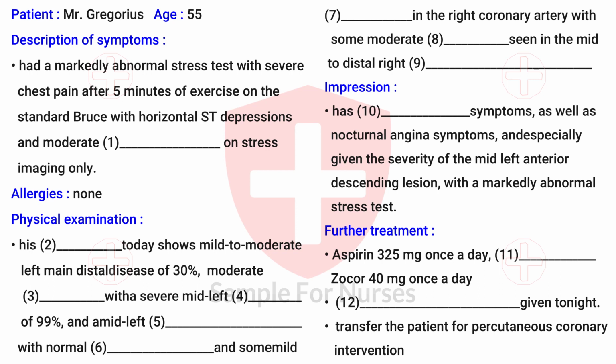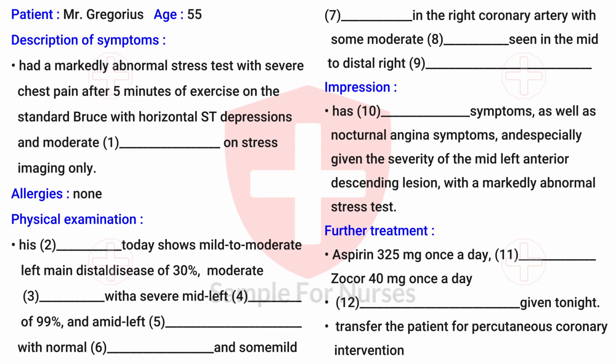Hello, doctor. Yes, come in. What's your problem? Well, he is my husband, and he had a markedly abnormal stress test with severe chest pain after 5 minutes of exercise on the standard Bruce with horizontal ST depressions and moderate apical ischemia on stress imaging only. What's his name? He is Mr. Gregorius. What is his age?